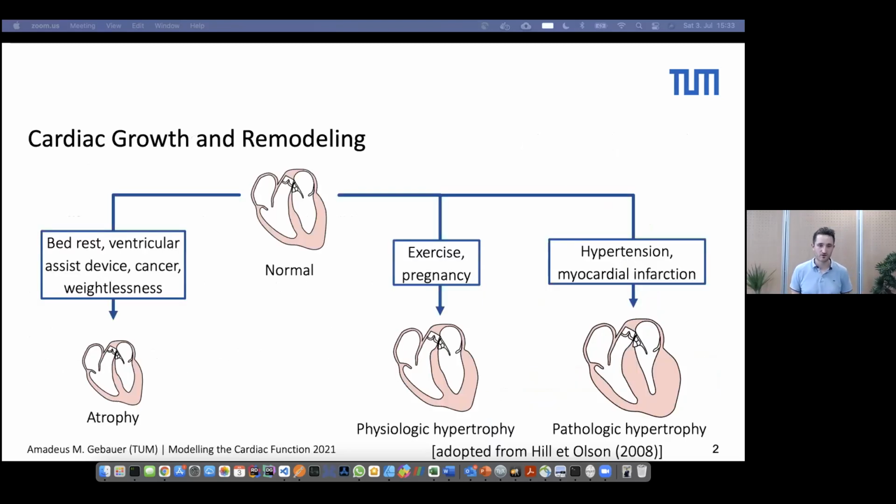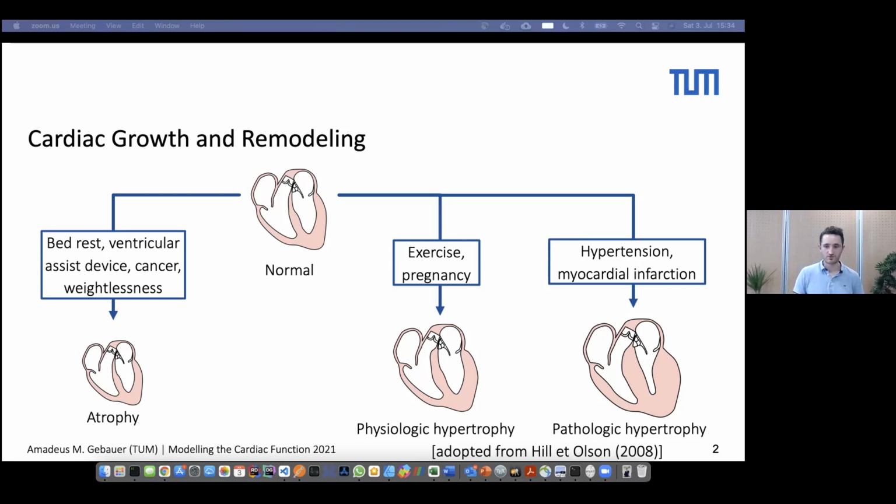Let me first motivate growth and remodeling. They can be categorized into two categories. On the left side, we have atrophy. This is when the heart shrinks in size or mass, which could happen, for example, due to bed rest or a ventricular assist device. On the other side, we have cardiac hypertrophy. Cardiac hypertrophy could be physiologic, for example due to exercise or pregnancy. But, and this is the case we are most interested in, it could also be pathologic, for example after an aortic stenosis, we may get hypertension, or after a myocardial infarction. Pathologic hypertrophy can then result, in severe cases, in heart failure or arrhythmia.